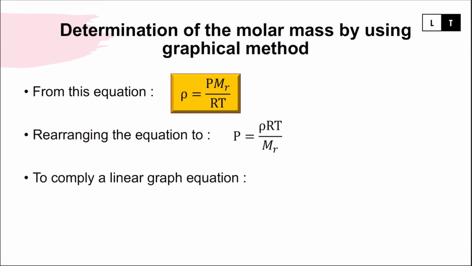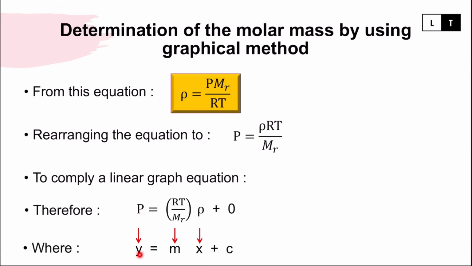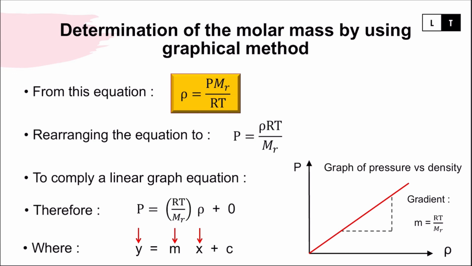So linear graph equation, we have pressure equals RT over MR times rho plus 0. Pressure will be the y-axis. Our gradient m is RT over molar mass. And then our density will be the x-axis and the 0 value will be our y-intercept, the symbol is c. So this is the linear graph that we will get if we have pressure versus density.